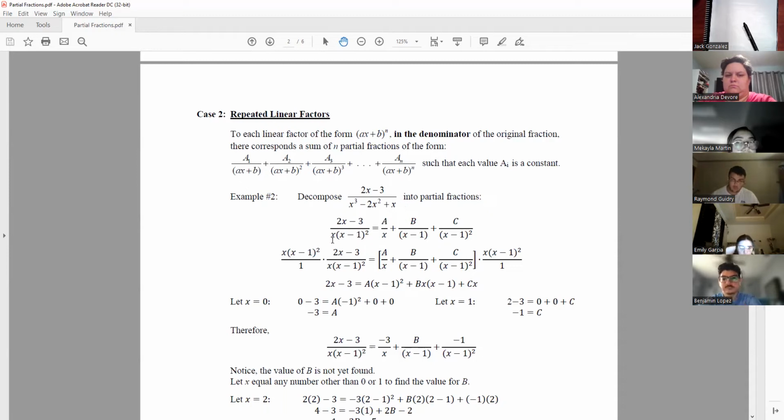So you have a over the first one, b over, and then this is where it changes because it's repeated. Repeated meaning you have a power higher than 1. So when that happens, you do b over x minus 1, c over x minus 1 squared. You count up to whatever number is right here. If that was a 3, you'd go up to d over x minus 1 cubed. So you'd go 1, 2, 3. Does that make sense how the repeated is dealt with?